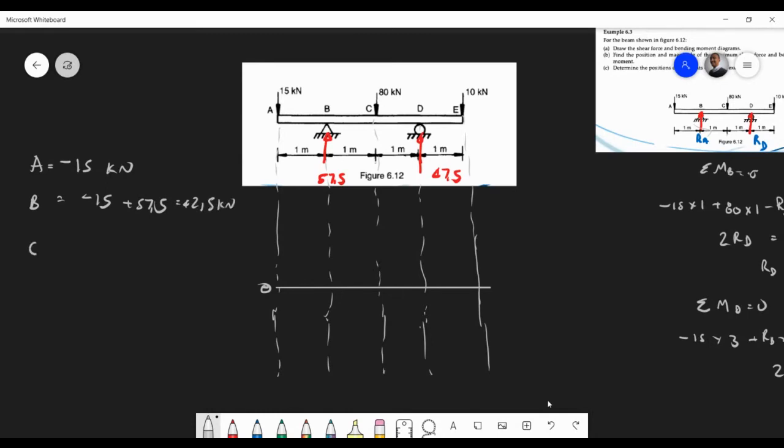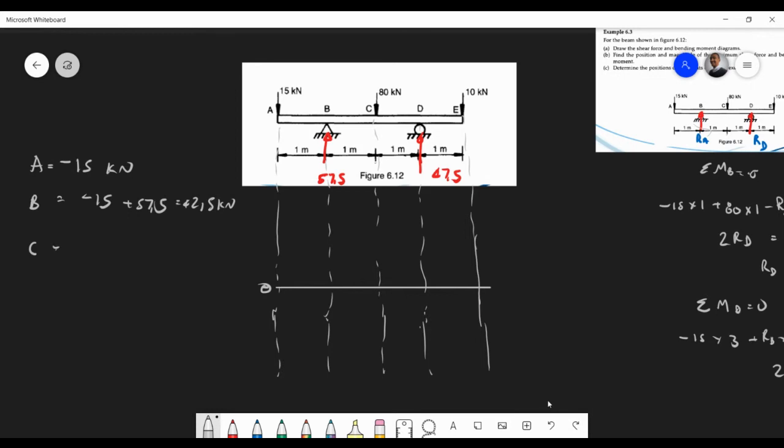What we do is look at a section on the beam and then add all the forces from the left-hand side to the right-hand side. I'll say that again. You look at a particular section. If you look at A, there's nothing on the left-hand side, so it's only 15 kilonewtons going downwards. If you look at B, you've got 57.5 going upwards, and then you've got 15 going down. So we keep on looking at the forces to the left.